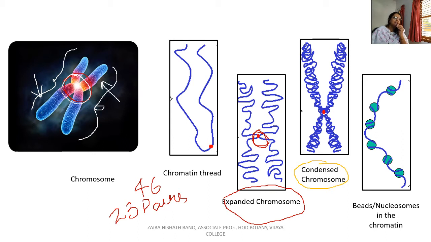Now in the last diagram you can see some beads, nucleosomes, in the chromatin. These beads are nothing but the nucleosomes. These nucleosomes are also known as nu bodies. We will come later to how a nucleosome is actually organized.